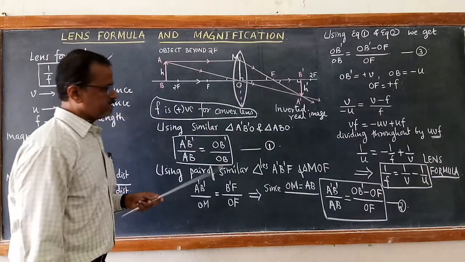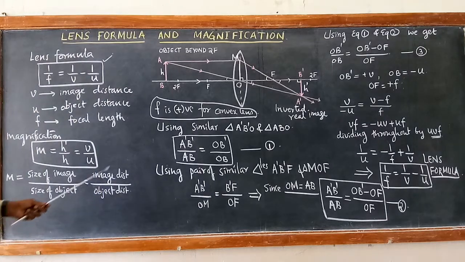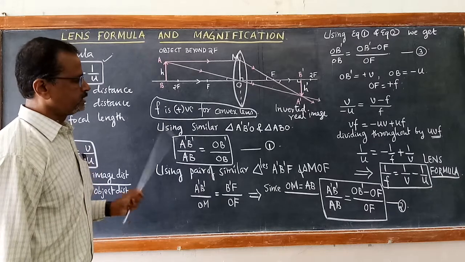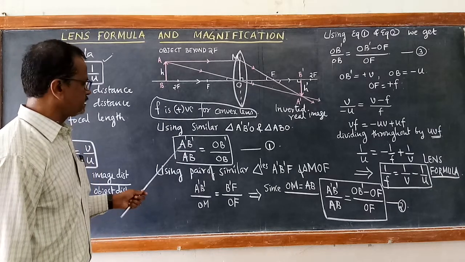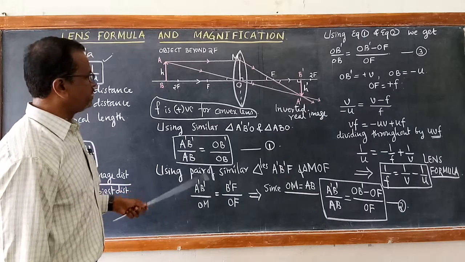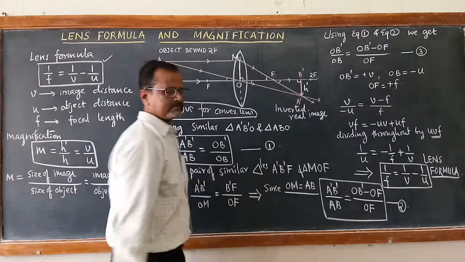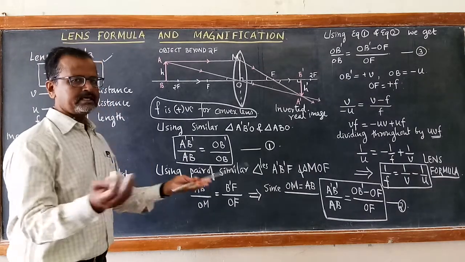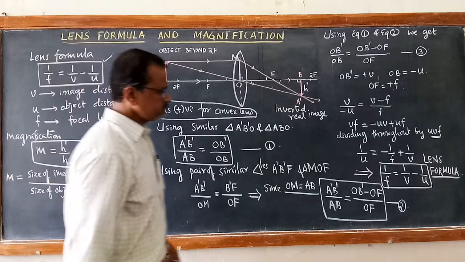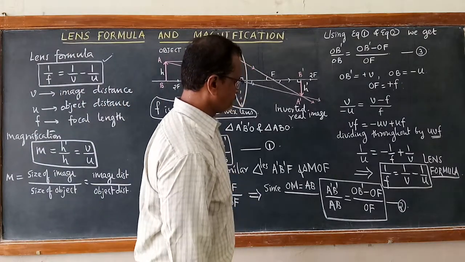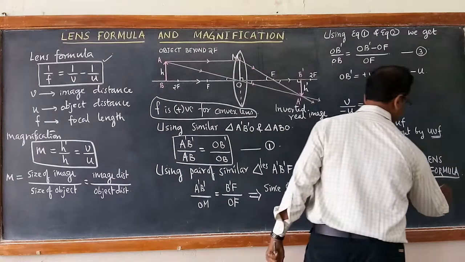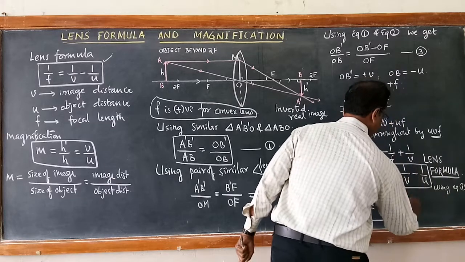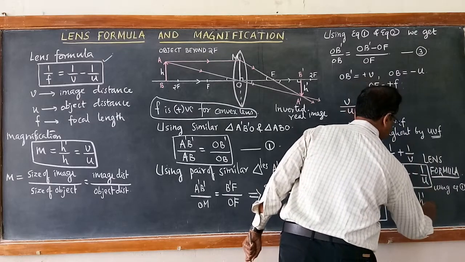The next one is, what is that? Magnification. Look here, magnification. Using equation 1 itself, we get the magnification. What is that equation 1? A dash B dash by AB. What is A dash B dash? H dash. What is AB? H. So H dash by H, that itself gives us magnification. So here itself I can write, using equation 1, M is equal to H dash by H.